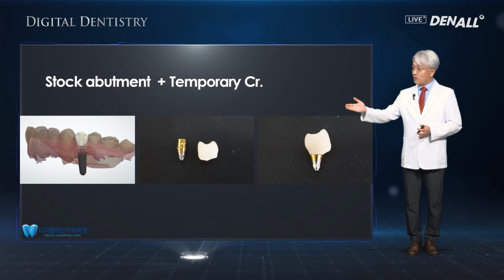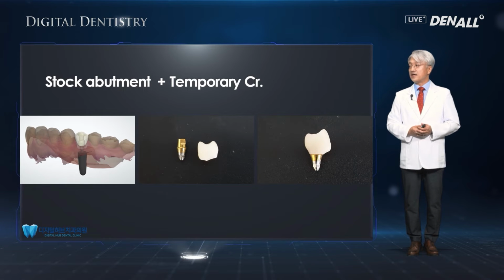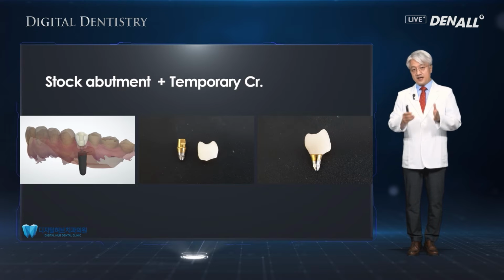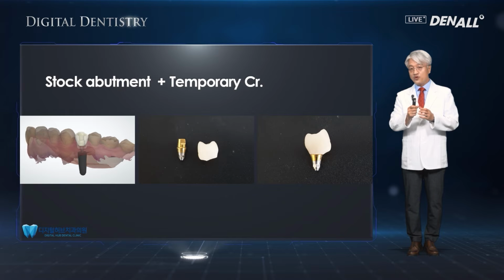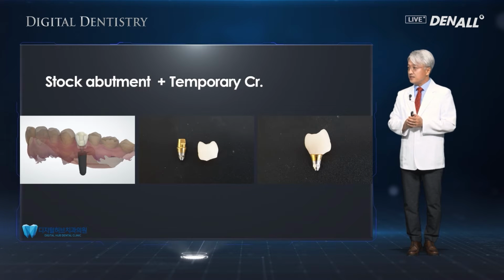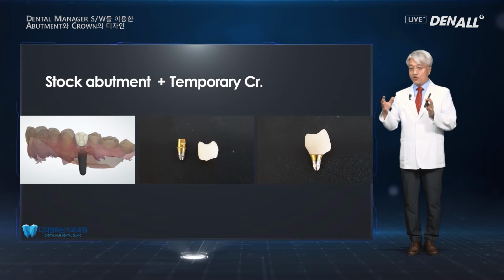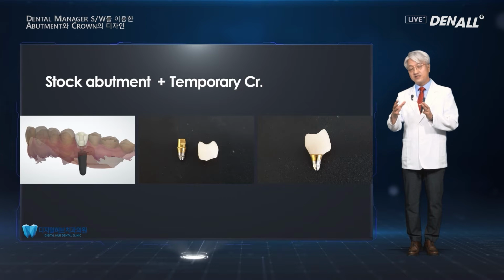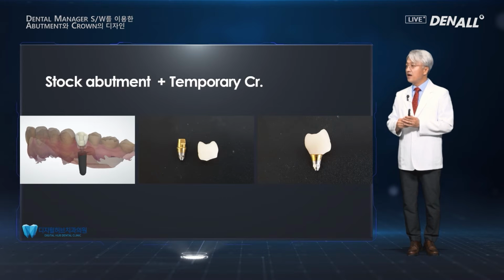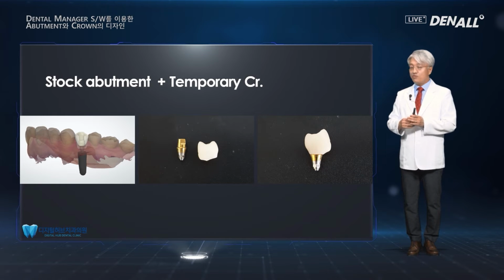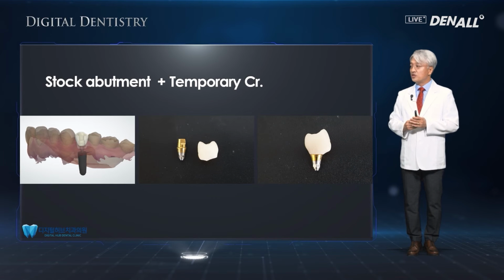First, stock abutment and temporary crown. Before surgery, implant coordinates, the optimum coordinates, are determined depending on the gingiva shape and crown. As the gingiva is healing, the relation with adjacent teeth and opposing teeth is determined. Therefore, I concentrate on shaping the gingiva.